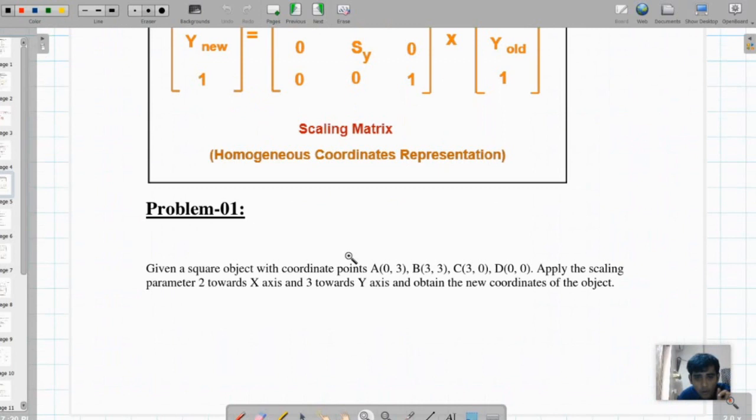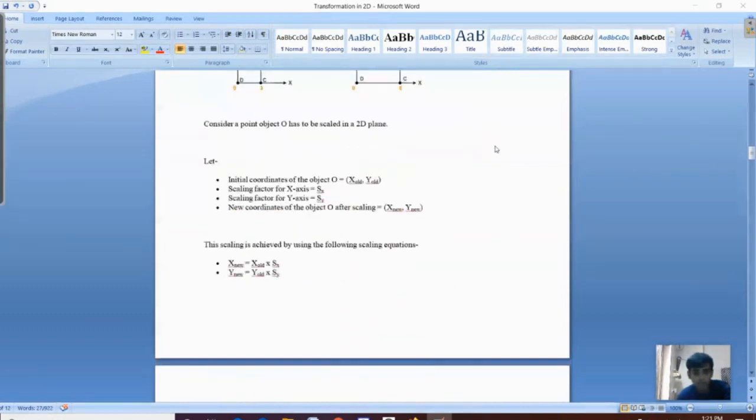And the problem goes like, given a square object with coordinate points A equals 0, 3 and the coordinate of B is 3, 3, C 3, 0 and D 0, 0. Apply the scaling parameter 2 towards x-axis and 3 towards y-axis and obtain the new coordinates of the object. So now I would like you to give this problem a little thought for a while and try to come up with the solution procedure.